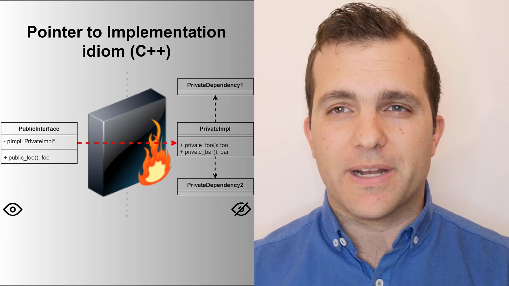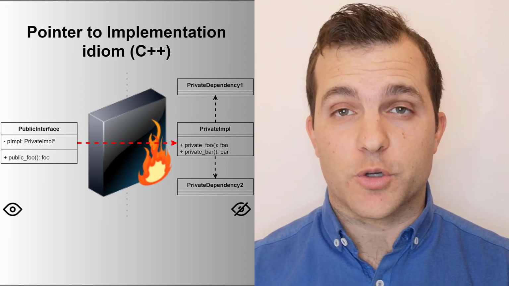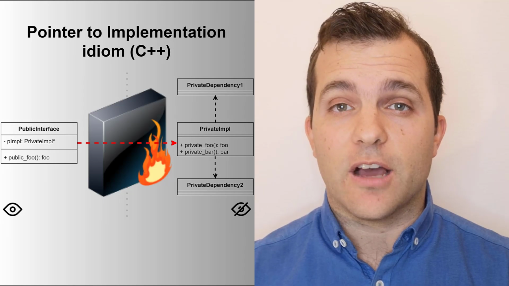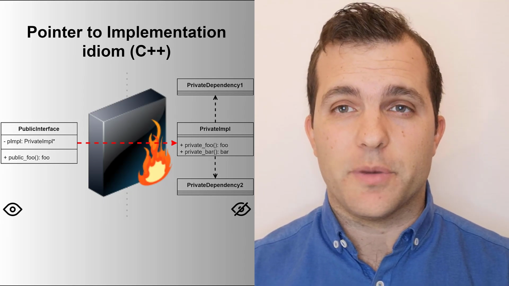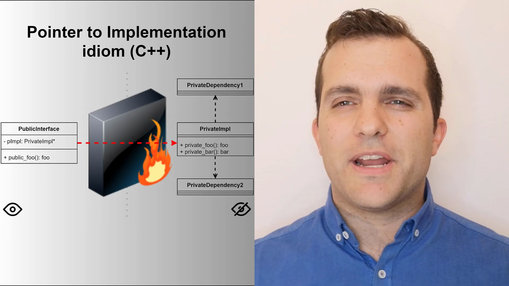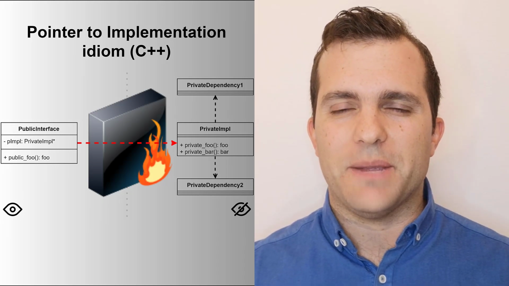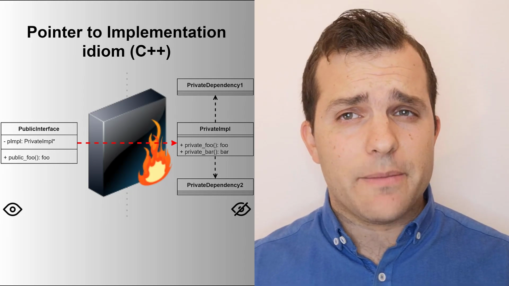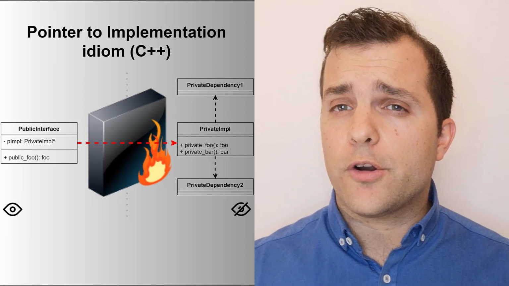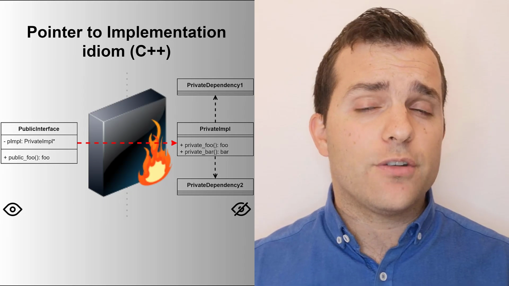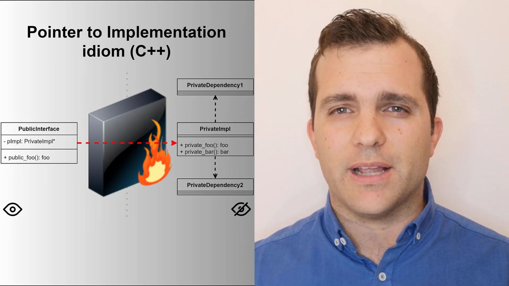The pointer to implementation, or pImpl for short, is a technique that allows you to hide implementation details from an interface. Some practical benefits of pImpl are: number one, optimized compilation time. This means that changes in the implementation do not require components that only depend on the interface to be recompiled.